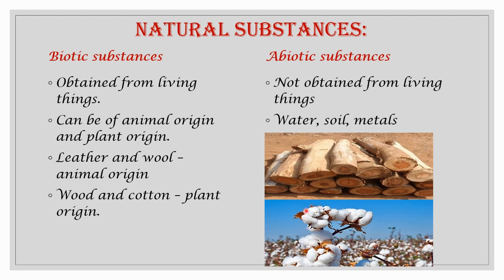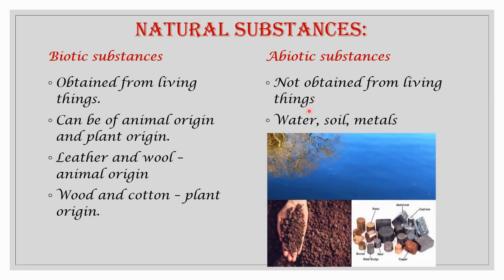Now let's see what abiotic substances are. Substances which are not obtained from living things are called abiotic substances. For example, water, soil, metals. Now students, water, soil and metals are natural substances but they are non-living things. So that is why it is said that substances which are not obtained from living things are abiotic substances.